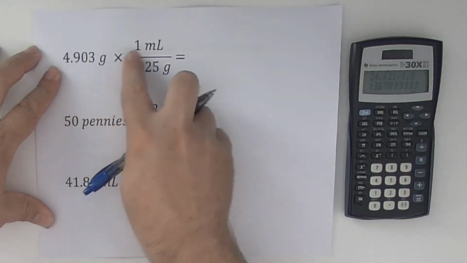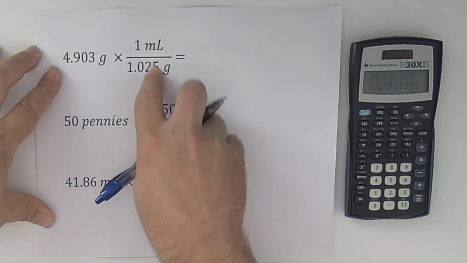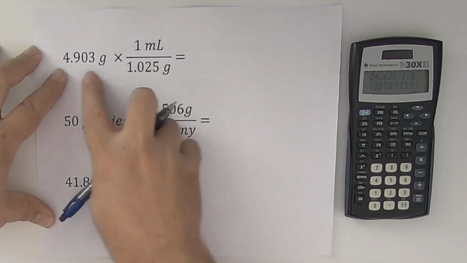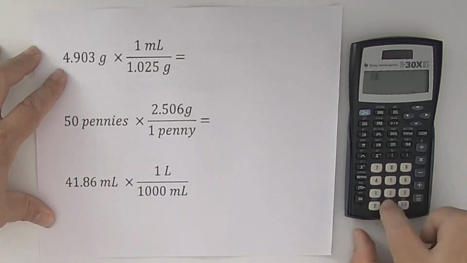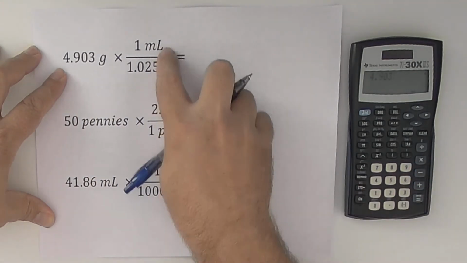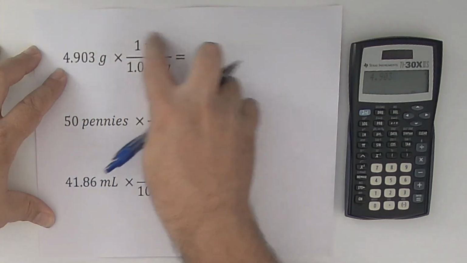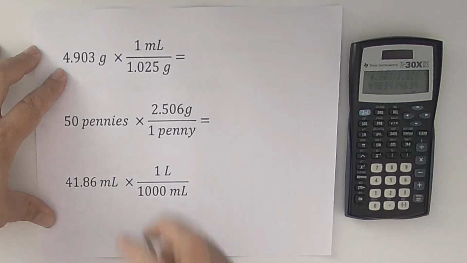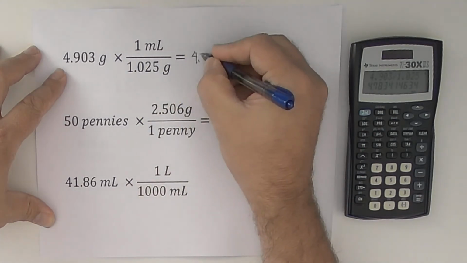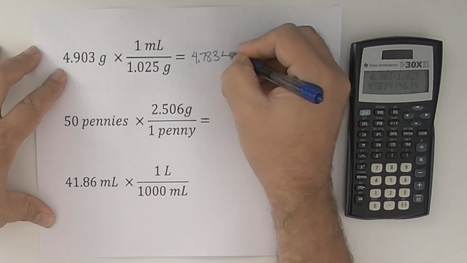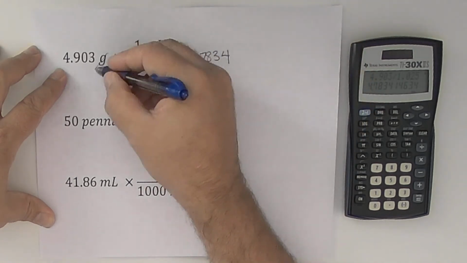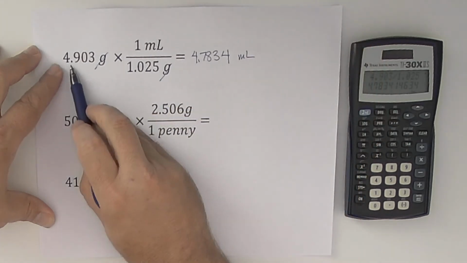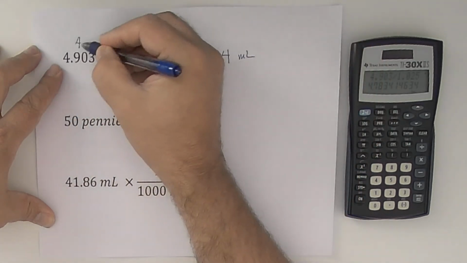So in this top one, this includes both multiplication and division, and as long as all of the operations are multiplication or division, we can do it in one problem. So 4.903, I don't need to type in ones when I do this, so I'll skip typing times 1, but I want to divide by that 1.025, and I get 4.7834. The grams cancel, and I'm left with units of milliliters. This number has 4 significant figures.